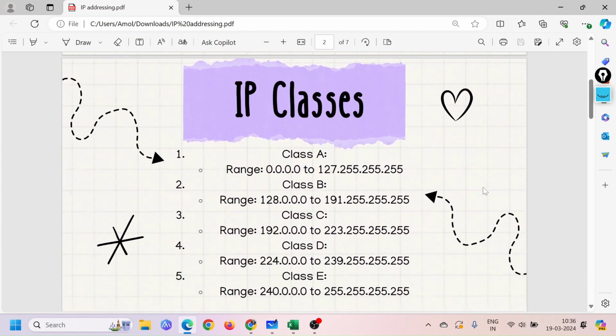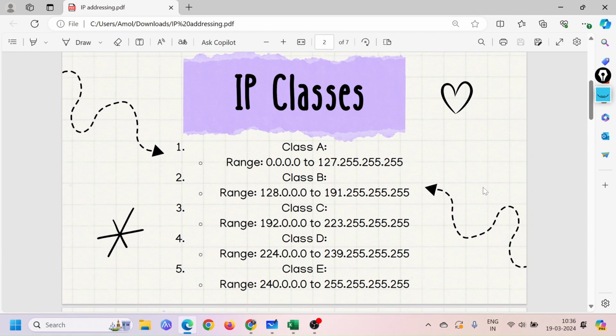The very first thing we need to understand is something called IP classes. We have five classes in total: class A, class B, class C, class D, and class E. The basic idea is that IP addresses are distributed in these classes for some purpose, and we'll discuss that purpose as well. The minimal value an IP can have is 0, and the maximum value in each digit is 255.